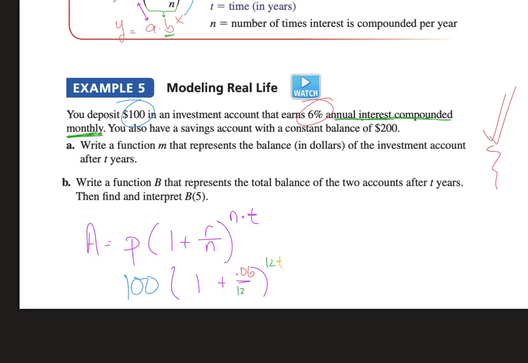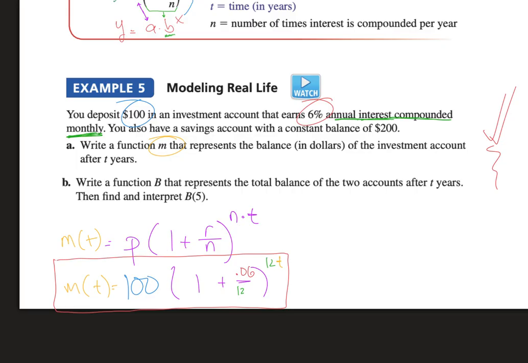So boom, we have just written a function m. Okay, so hang on. We want it to be m, and we want it to be a function. So I guess we'll actually get rid of this a, and we're going to call it m of t. M of t equals this. So this would be your final answer for part A right here.